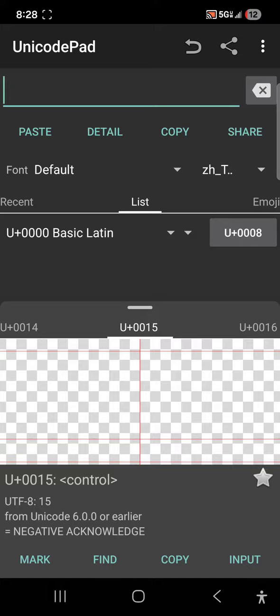This is negative acknowledge. It has a visible form, but we'll get to that in the future. It basically represents the opposite of a check mark. And they basically mean that you are dumb.